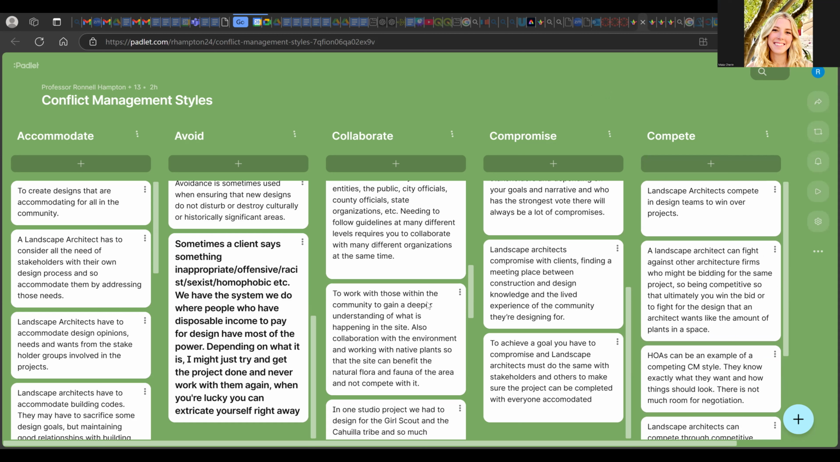So I was writing about something that impacts landscape architects. HOAs can be an example of a competing CM style because they know exactly what they want and how things should look, and they don't really allow for much room with negotiation. Yes, it really limits creativity, especially if you live in a shared space.